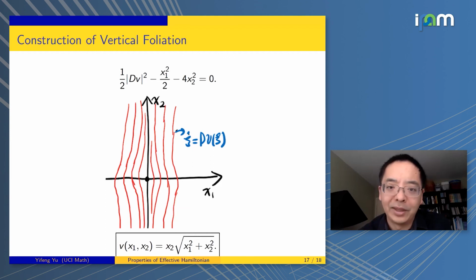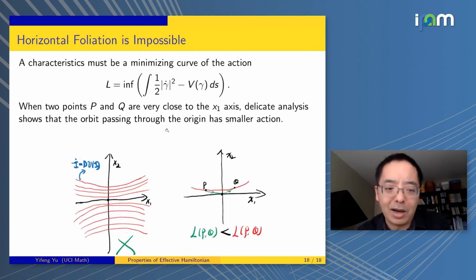So vertical foliation is okay, but horizontal foliation is not okay. It's impossible: you are not able to find a smooth C1 solution such that its characteristics foliate horizontally. Why is this impossible? Pick 2 points, say this point P and this point Q, very close to the origin. Because of foliation, you can find the orbit characteristics passing through P and Q. But if you have a solution to the Hamilton-Jacobi equation, its characteristics minimize the action. It's a well-known fact, and very easy to show.